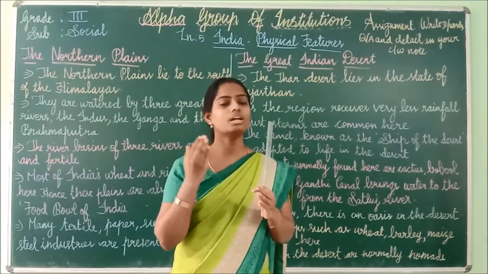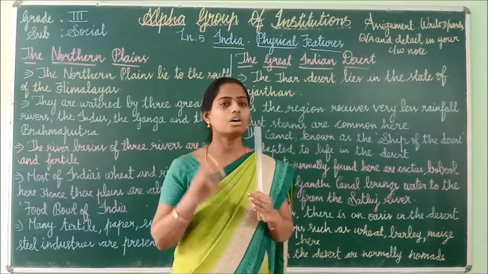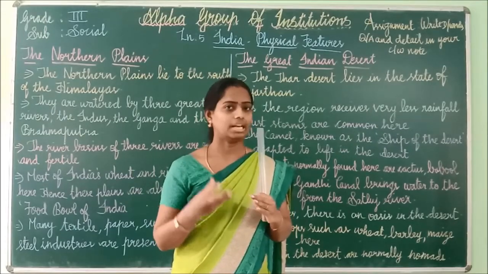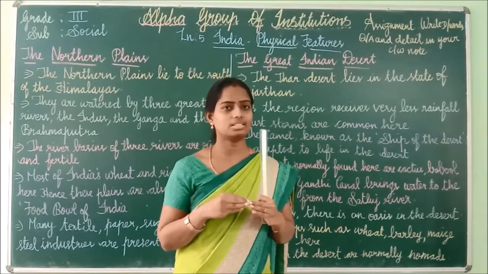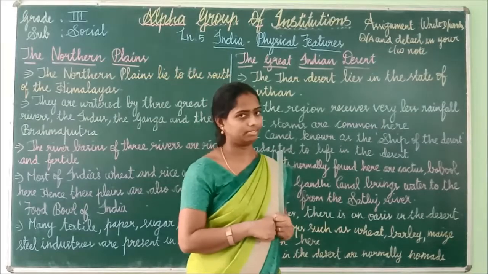It is useful for cultivation, or anything. It may be for crops. It is useful for them to live. For the people who are living in the Thar desert, it is useful for them to live. Which river, children? Satluj river.